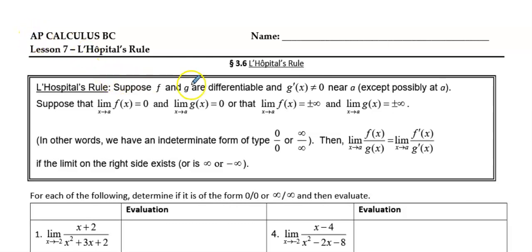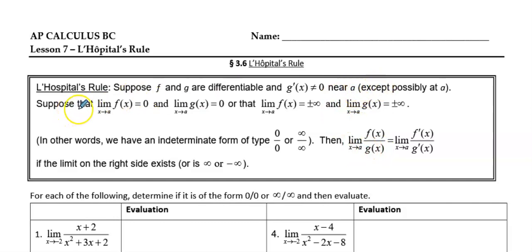So the first thing that I want you guys to understand is that you will usually have a rational function that you're taking the limit of, and both f and g have to be differentiable. And that just simply means that they have to be able to take derivatives. All right, you already know that from differentiability. We also have to assume that g of x is not 0, and then g double prime of x is also not 0. So we can't have a constant down here.